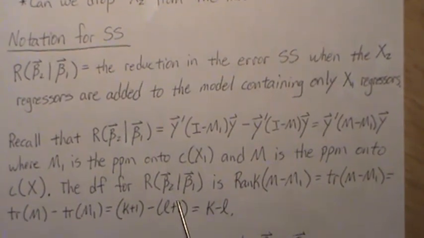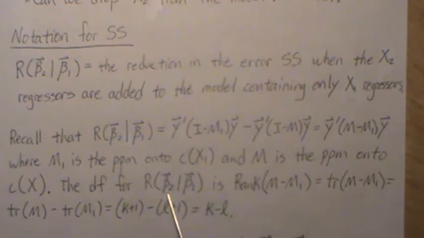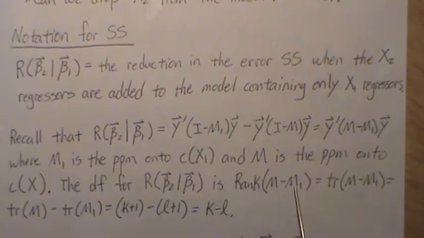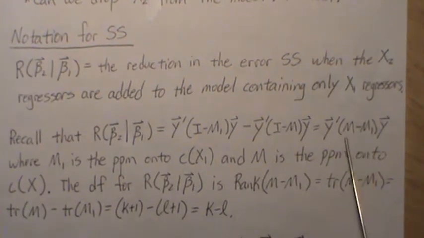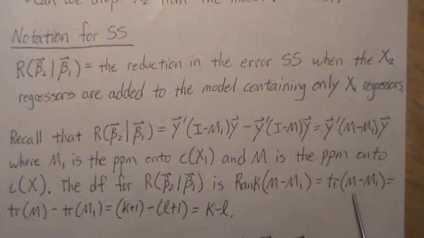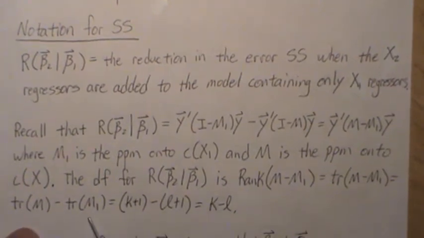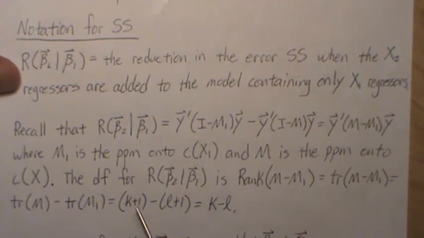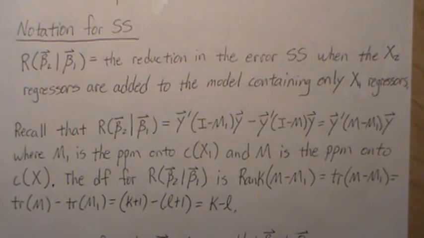The degrees of freedom associated with this sum of squares is the rank of the matrix in the quadratic form, which is this. And this ends up being a perpendicular projection matrix, so the rank is equal to the trace. The trace of M minus the trace of M1 is k plus 1 minus l plus 1, which is equal to k minus l. Here l is the number of regressors in the reduced model, and k is the number of regressors in the full model.